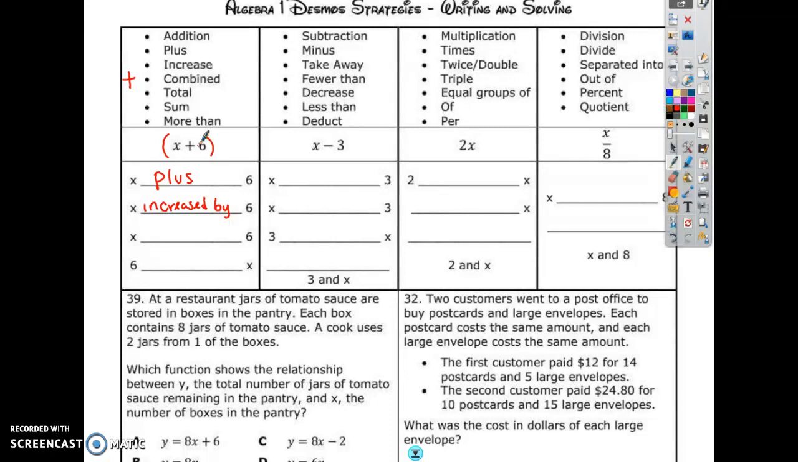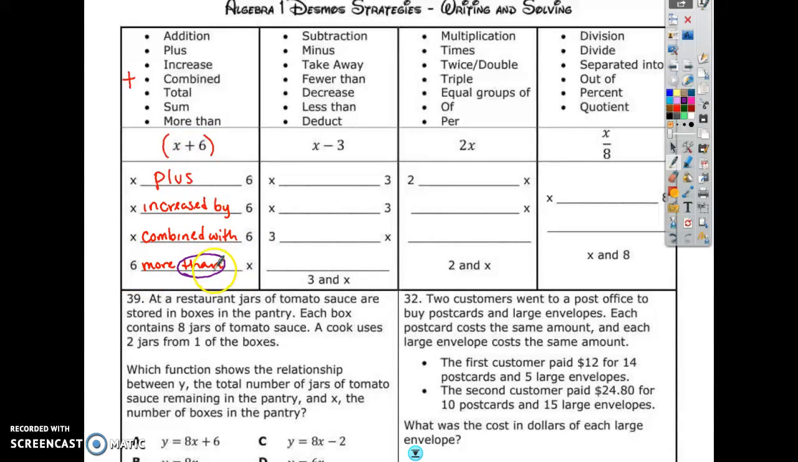If they tell you x combined with six, you would write x plus 6. And if they tell you 6 more than x, that means you're going to write it backwards, x plus 6. The word than makes you flip the x and the 6. So the 6 and the x would flip, and it's x plus 6.